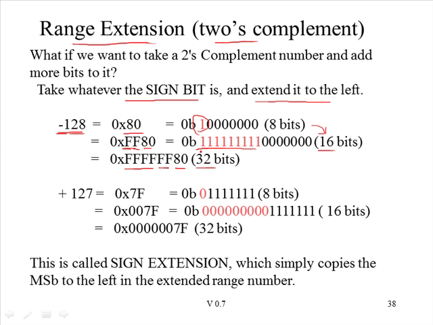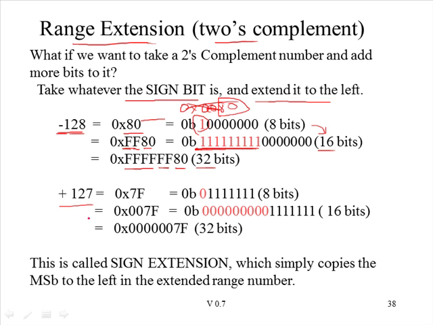Why does this work? Why can't we just add zeros? If we extend by zeros, what's going to happen is we would take this number and we would get a 16-bit number 0080. Now we've taken our negative number and made it positive. So we have to preserve the sign, and we do that by extending it to the left.